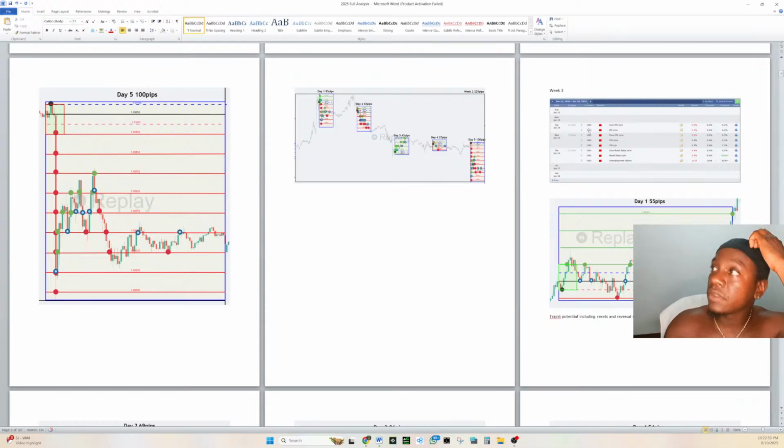All right, now we got week three. This is the news that happened in week three: CPI, PPI. We got PPI on Tuesday. That's weird. PPI came on Tuesday. CPI came on Wednesday.